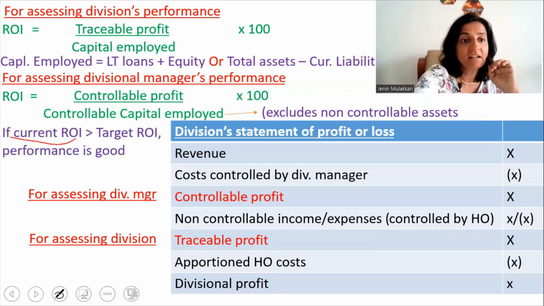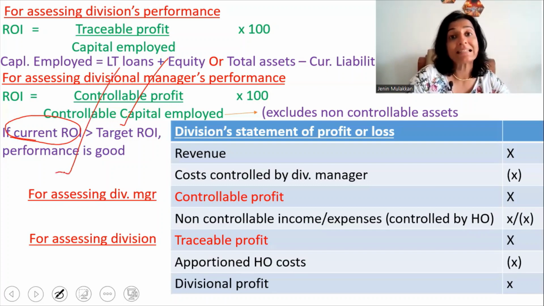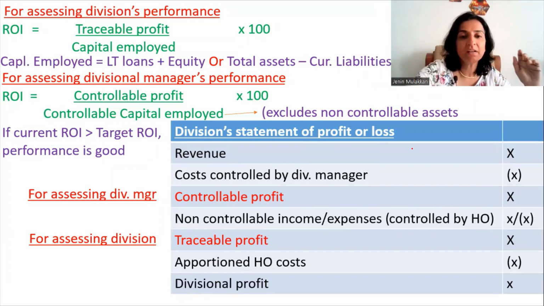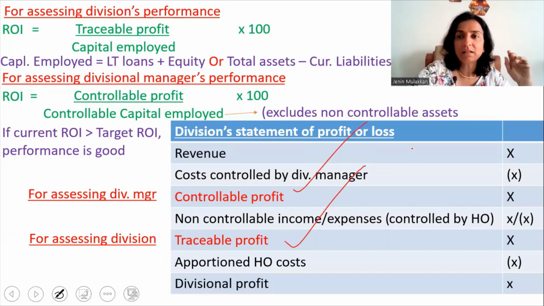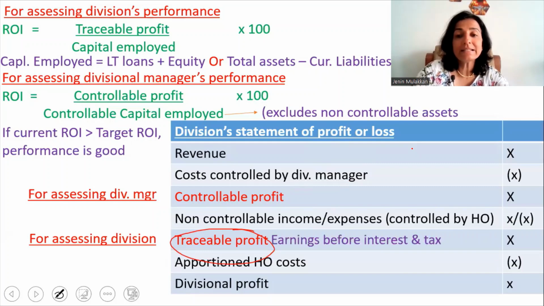And if the current return on investment, that is the calculated return on investment, is greater than the target return on investment, then the performance is good. Now, let me just elaborate on the traceable profit and the controllable profit. Now, the traceable profit is usually taken as the earnings before interest and tax.